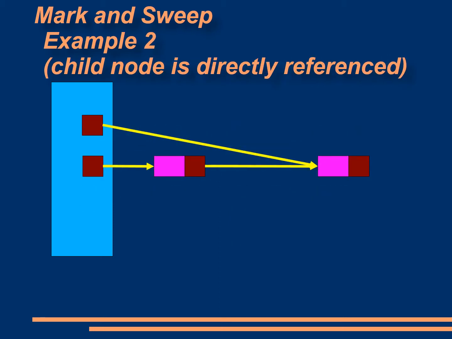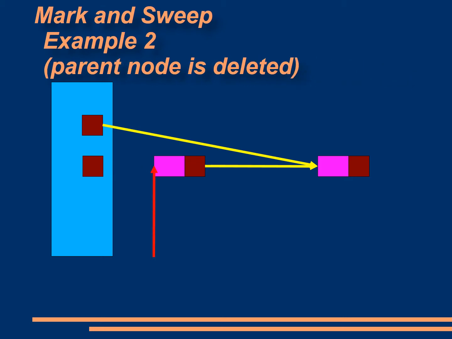Here's a second example of the mark and sweep, where the child node is directly referenced. And if we delete the pointer that points to the parent node, then the garbage collector is going to be smart enough to keep the following heap objects.